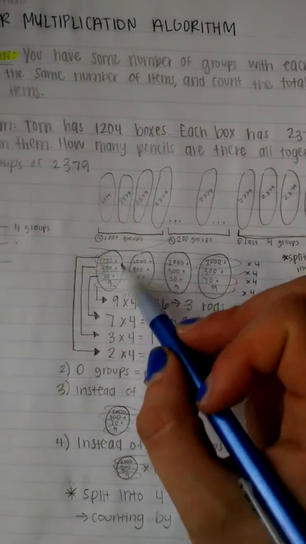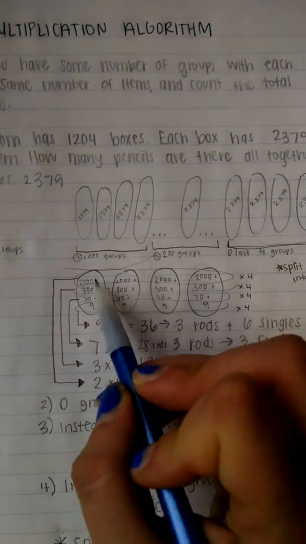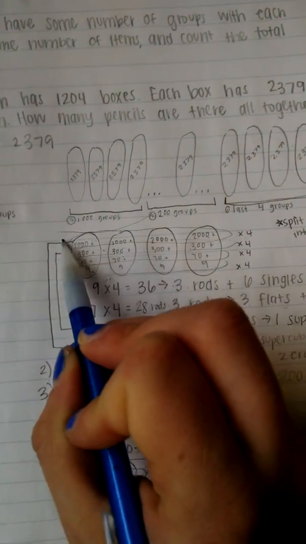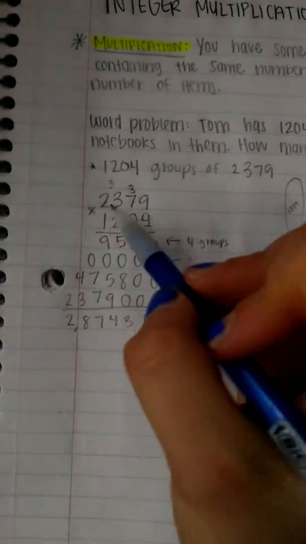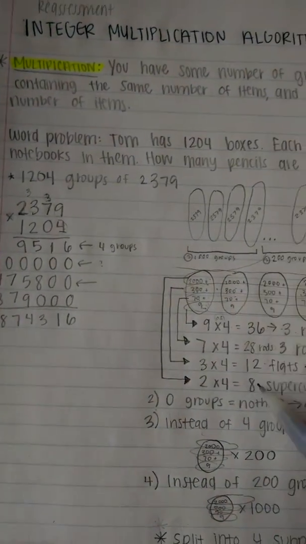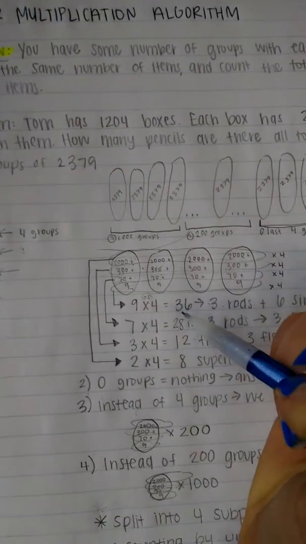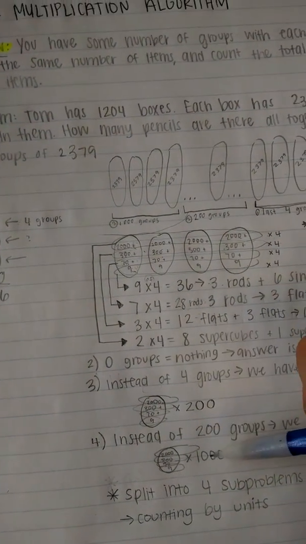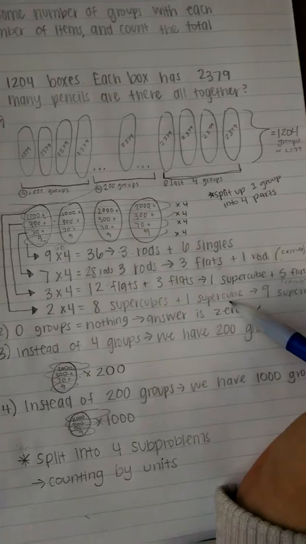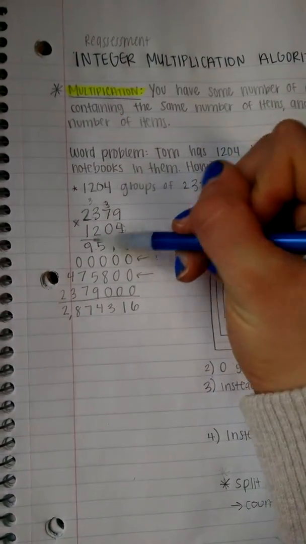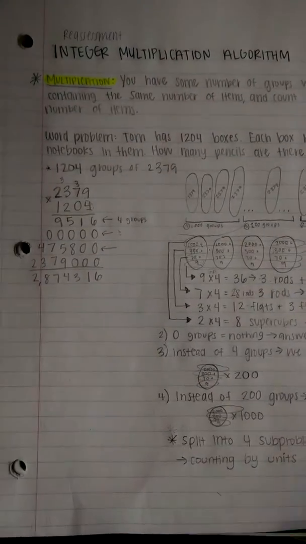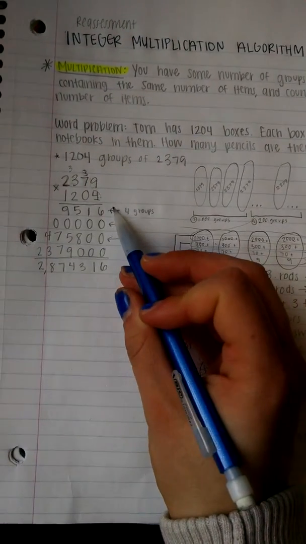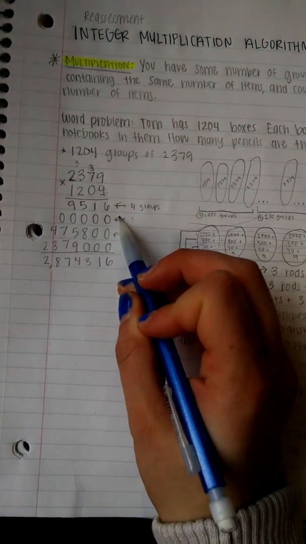Now, going to the next number in this box, we have 2,000, because we are in the 2,000s place, times 4. That means 2 groups of 4, which gives you 8 supercubes plus 1 supercube, which gives you 9. So the 9 will go right here. Alright, so this means we have 4 groups right here. And now we're going to move on to this.